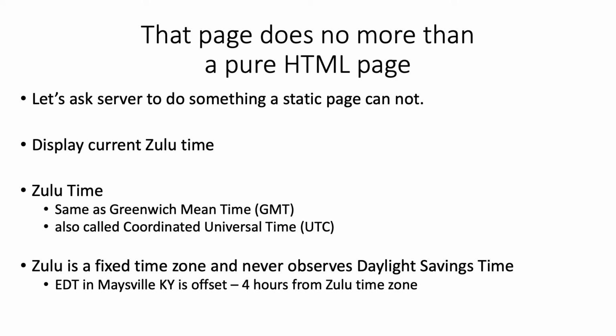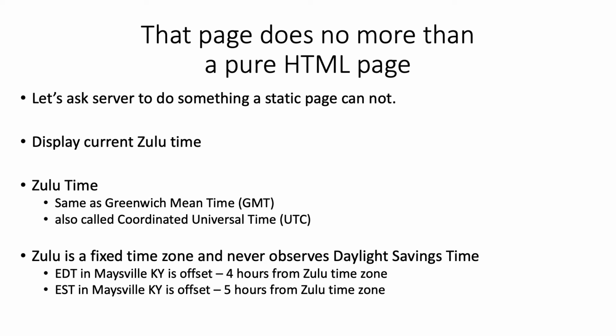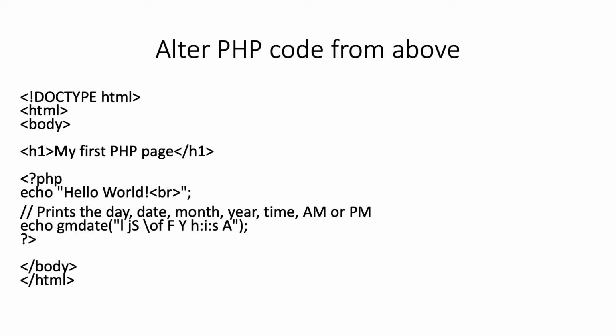Alright, so right now with Eastern Daylight Time, Maysville, Kentucky is offset by -4 hours from the Zulu time zone. When we go to Eastern Standard Time, we'll be 5 hours off. Alright, so let's alter the PHP code to do what we just asked to do.